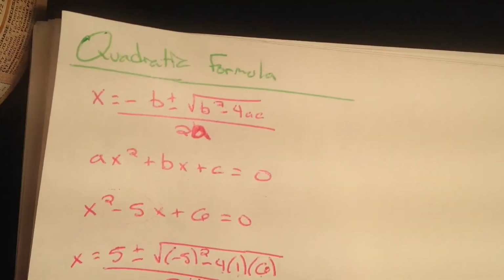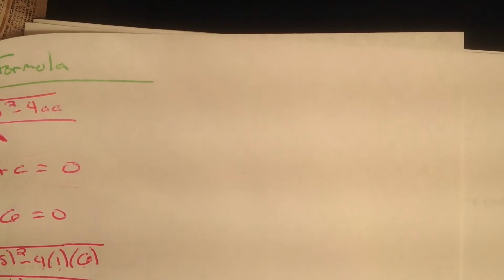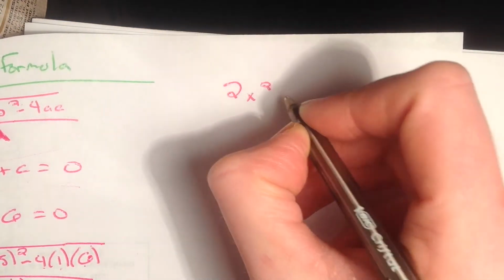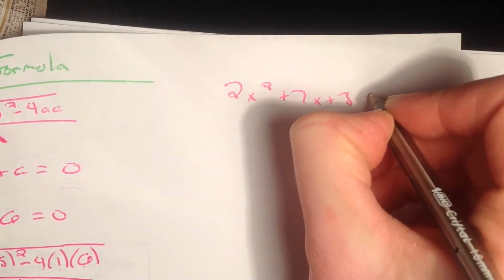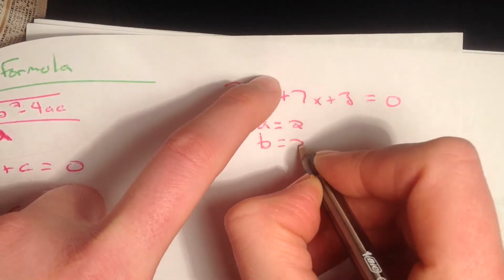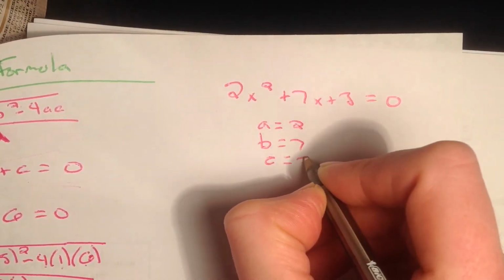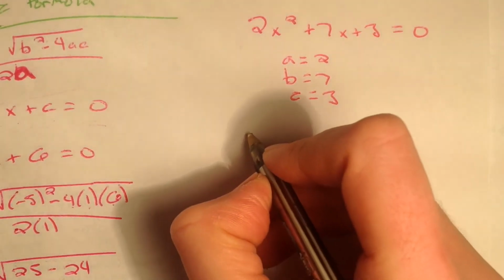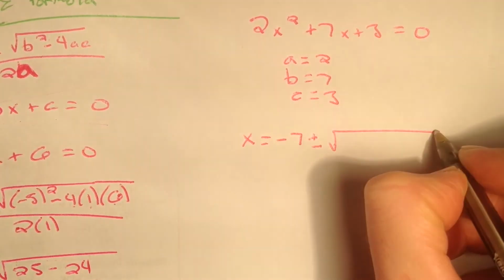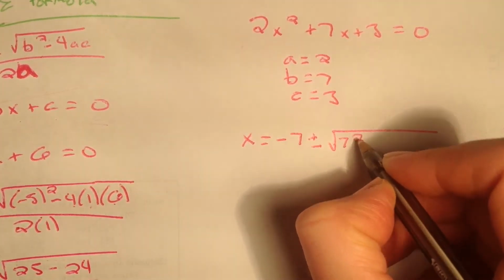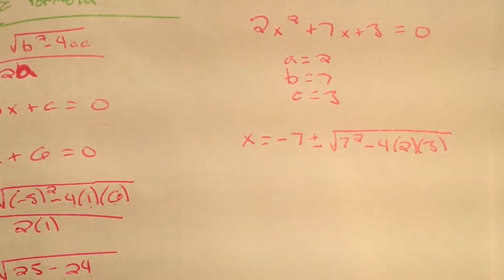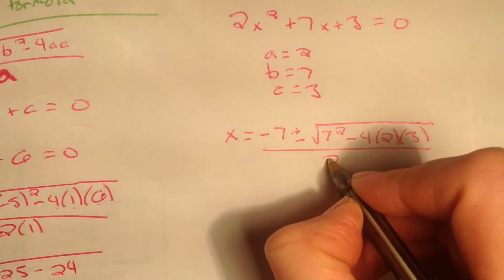Let's go through one more. So let's say, for example, we have 2x squared plus 7x plus 3 equals 0. So a equals 2, b equals 7, c equals 3. Putting into the formula, x equals negative b plus or minus the square root, b squared minus 4ac all over 2a.